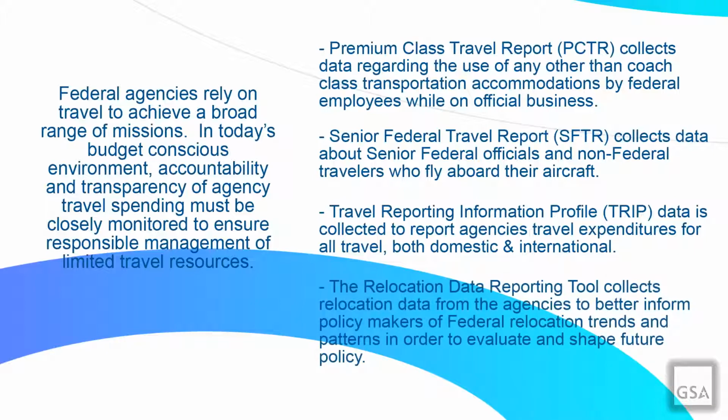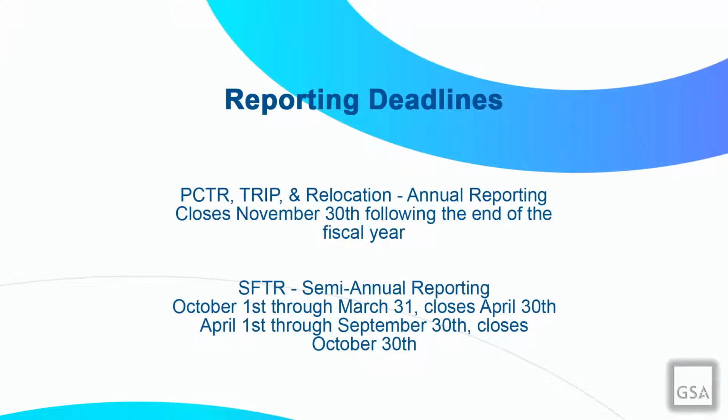The Relocation Data Reporting Tool collects relocation data from agencies to better inform policymakers of federal relocation trends and patterns in order to evaluate and shape future policy. The reporting deadlines for the data collection tools are as follows. PCTR, TRIP, and relocation reporting is done annually, with the closing of their respective reporting periods on November 30th, after the end of the fiscal year.